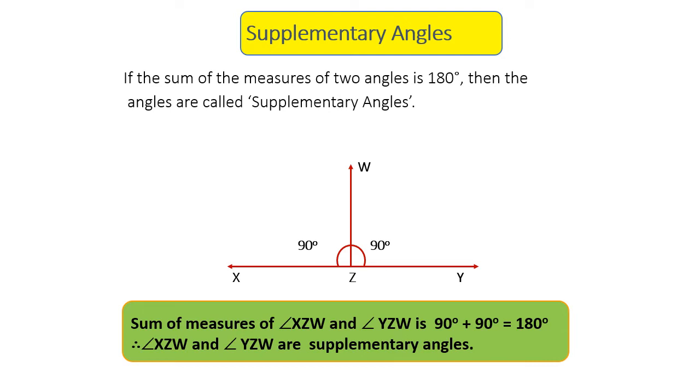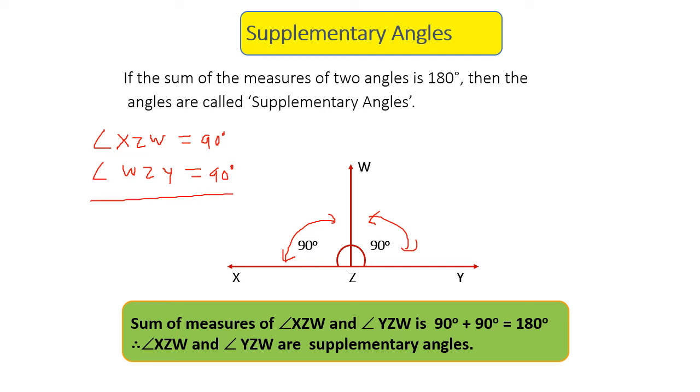See, the first one is angle XZW, that is 90 degrees. I'm talking about this particular angle, right? Then I'm talking about another angle, angle WZY, meaning this particular angle, right? This is also 90 degrees. If you add them, then the answer will be 180 degrees, right? The sum of these two will be 180 degrees. Therefore, they are supplementary angles. So even two right angles are supplementary angles of each other.